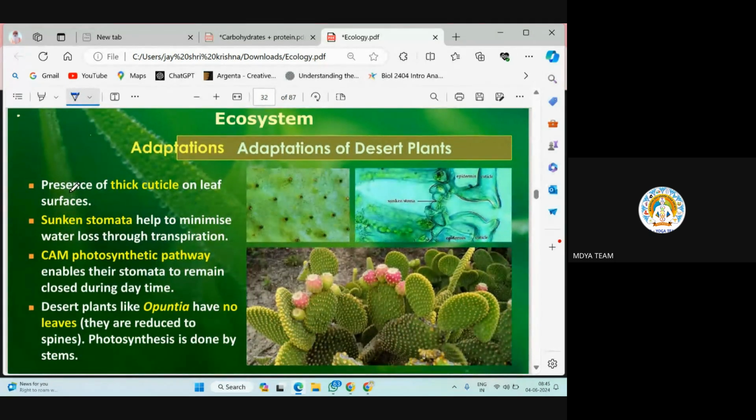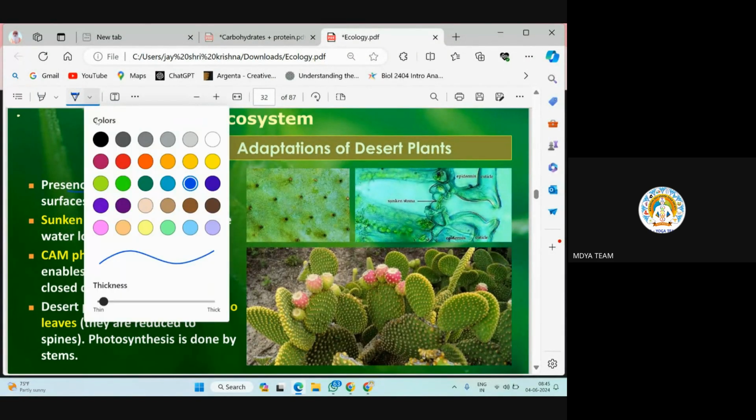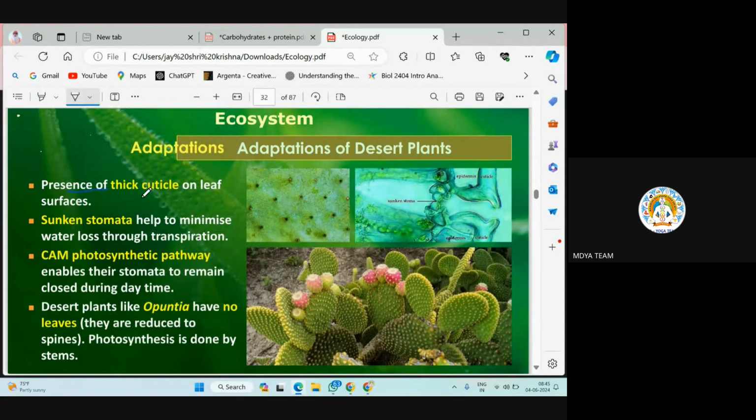Next, some more adaptations. This adaptation is also for the desert. Why do the plants in the desert have some specific morphology, some specific attributes? It's because all those attributes help them to survive in the desert. For example, presence of a thick cuticle. Cuticle means a layer over the leafy structure. If this is a leaf, then there will be a layer. This is known as cuticle. So, a thick cuticle on the leaf surface.